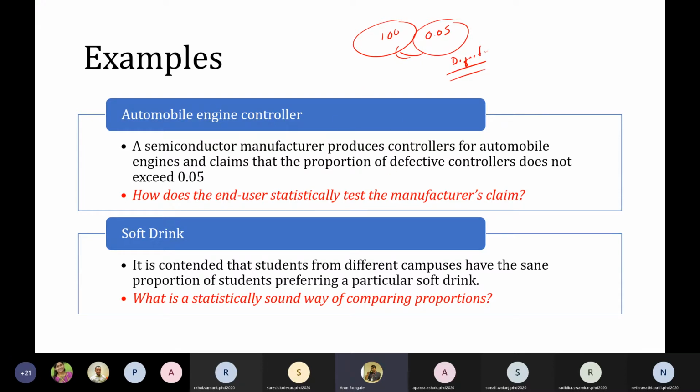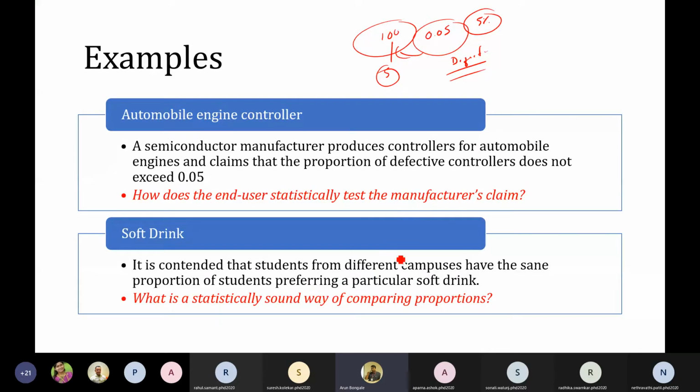If 100 are manufactured, then 5 samples may be found to be defective, and the rest, 95%, are fine. You can say the defective parts are 5% out of the total lot. So if 100 parts are manufactured, only 5 parts are defective. It will not exceed 5. It may be from 0 to 5, but it will not exceed 5. That is what the claim is. Similarly, it is contended that students from different campuses have the same proportion of students preferring a particular soft drink, right?